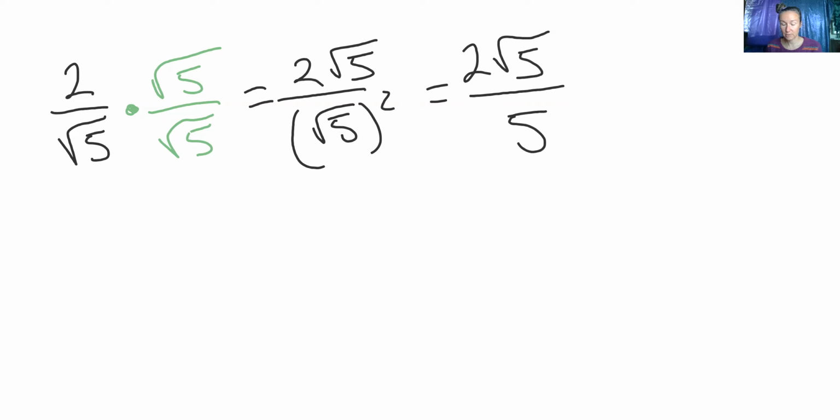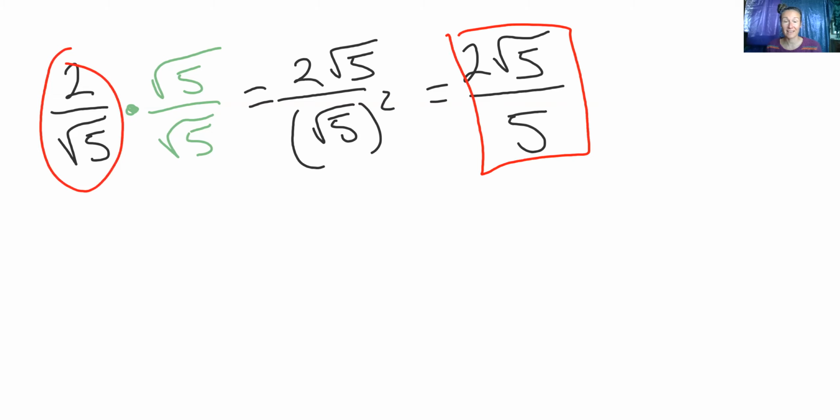So in our first example, we start with 2 over root 5, and we end up with 2 root 5 over 5. All we did was multiply by 1. So we know these are equivalent fractions, but our first fraction does have a radical in the denominator. Our second fraction does not have a radical in the denominator. Okay, so that's how you rationalize the denominator. Let's go to our second example.